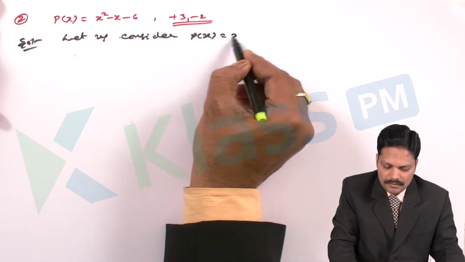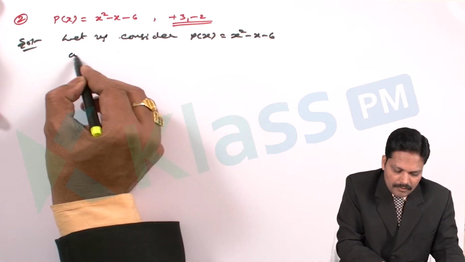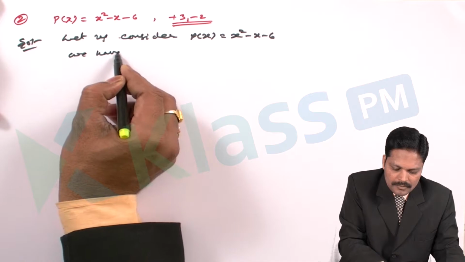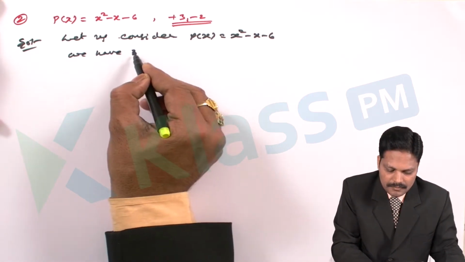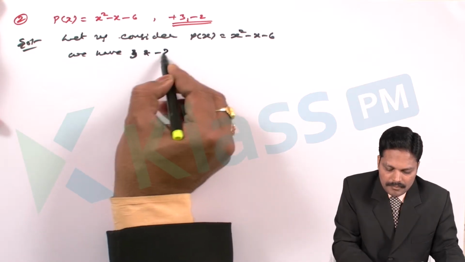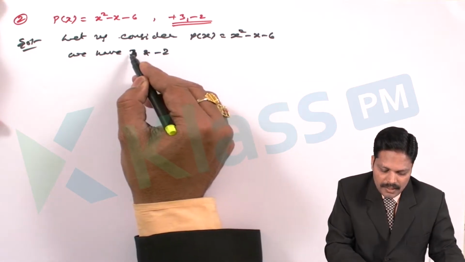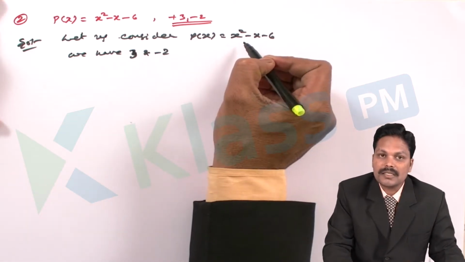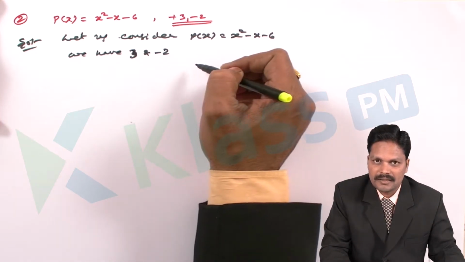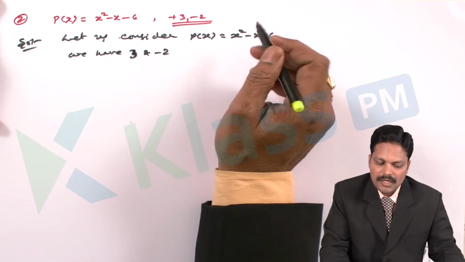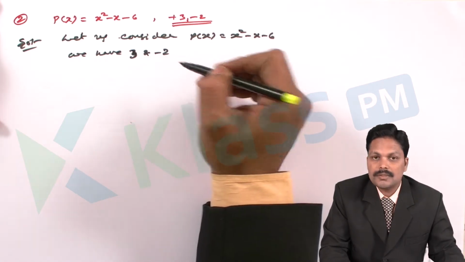Let us consider p of x is equal to x square minus x minus 6, and we have 3 and minus 2. We should substitute 3 and minus 2 in the given polynomial. Then only will we get whether they are zeros of the polynomial or not. If the value is equal to 0, then it comes under the zeros of the polynomial.